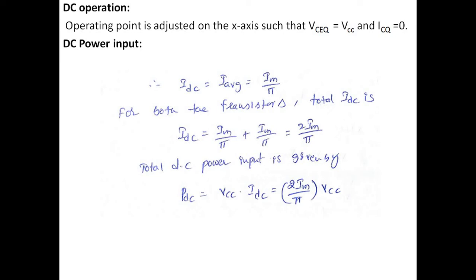For both the transistors together, the total DC component, which is given by IDC, is equal to Im by pi plus Im by pi. This Im by pi is for transistor 1 and this Im by pi is for transistor 2. These two together, for transistor 1 and 2, the overall IDC is equal to 2 Im by pi. The total DC power input is given by the formula PDC equal to VCC into IDC. You substitute this IDC, which is equal to 2 Im by pi, you will get PDC is equal to 2 Im by pi into VCC.